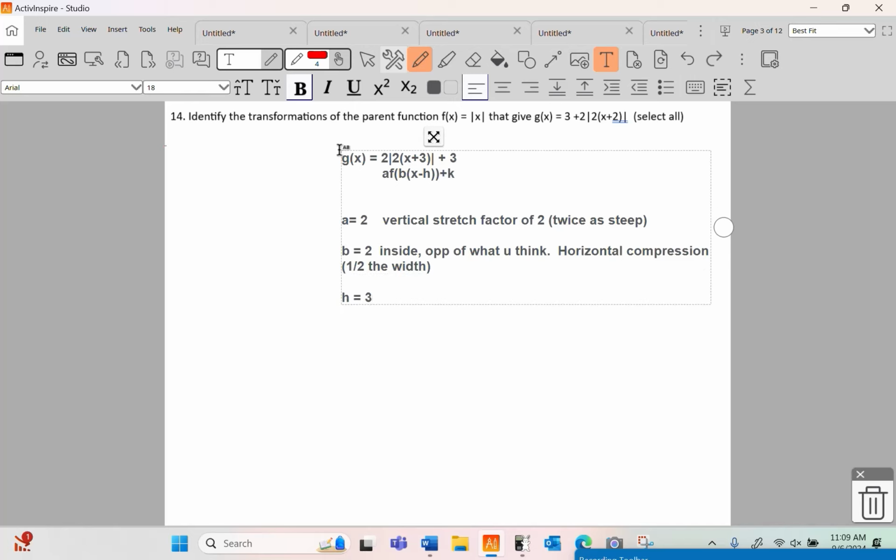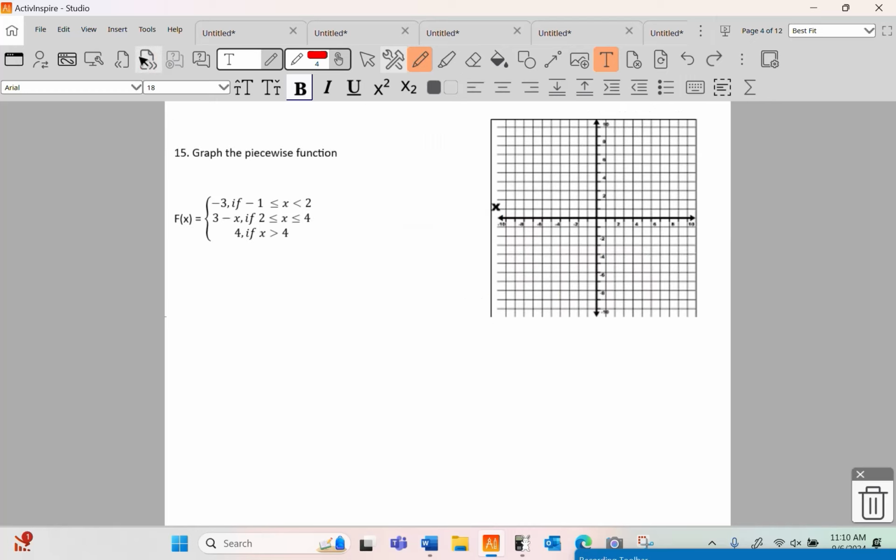H is 3. It's inside. Again, it's opposite of what you think. We don't shift to the right. We shift left 3. Then we have K. K is on the outside. Anything on the outside you can trust. It works the way it's supposed to. And K is 3. This is a vertical shift up 3. Ta-da! Move on.